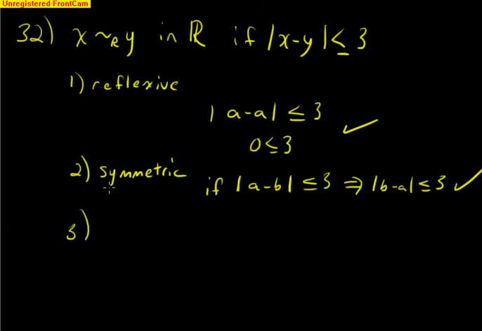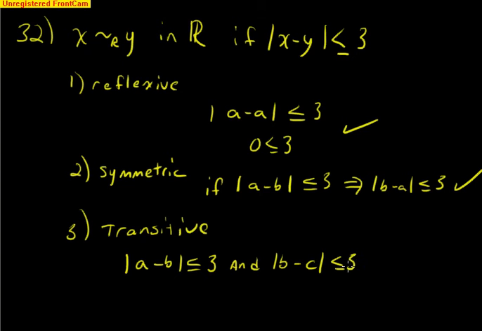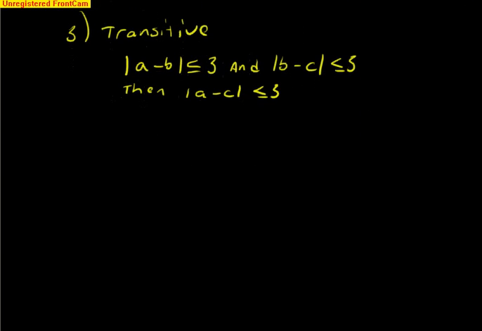Now, here's where I think things might get a little bit hairy. Is it transitive? So what does that mean? That means if you have a minus b absolute value is less than or equal to 3, and you also have that b minus c absolute value is less than or equal to 3. If you have those, then you automatically get that the absolute value of a minus c is less than or equal to 3. Let's play around with a few numbers and see if this is going to work.